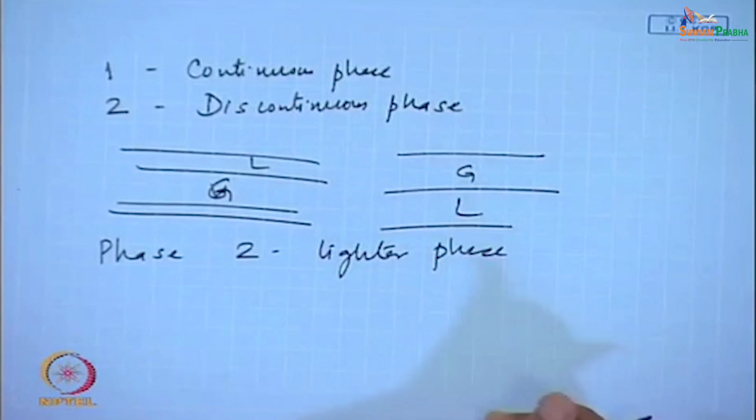So, therefore, this is usually the convention that for two phase flow, phase 2 is going to be the discontinuous phase. When both phases are continuous, then in that case phase 2 is going to be the lighter phase.